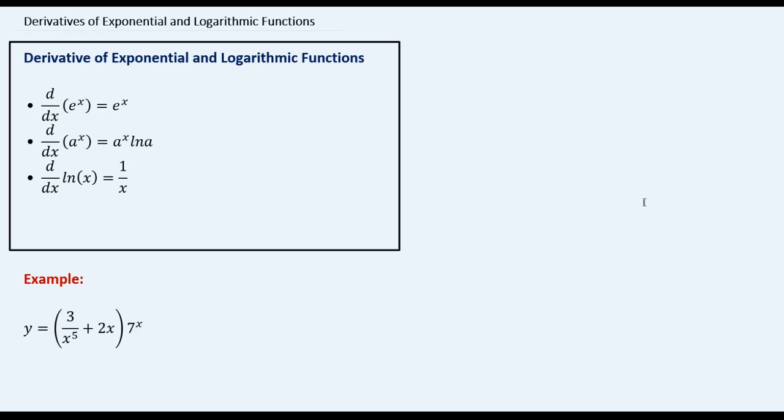So then if we look at the derivative of exponential and logarithmic functions, the derivative of e to the x is actually just e to the x. The derivative of a number raised to the x is that number raised to the x times the logarithm of that number. So for example, if you had 7 raised to the x, that means that the derivative would be 7 raised to the x times ln of 7. That's what that means, okay?